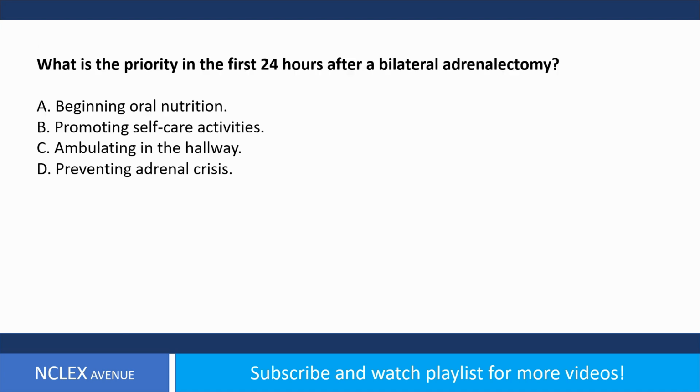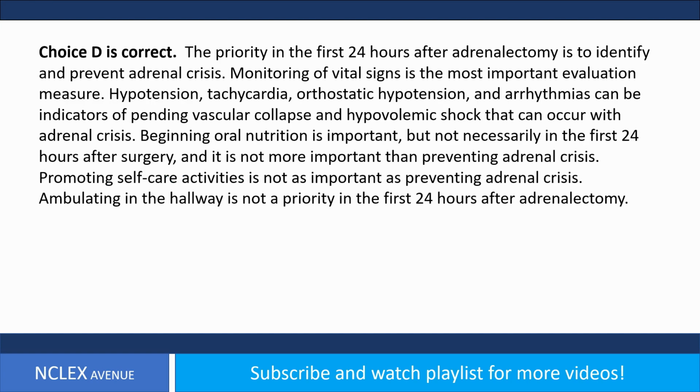Question. What is the priority in the first 24 hours after a bilateral adrenalectomy? A. Beginning oral nutrition. B. Promoting self-care activities. C. Ambulating in the hallway. D. Preventing adrenal crisis. Answer. Choice D is correct. Explanation.